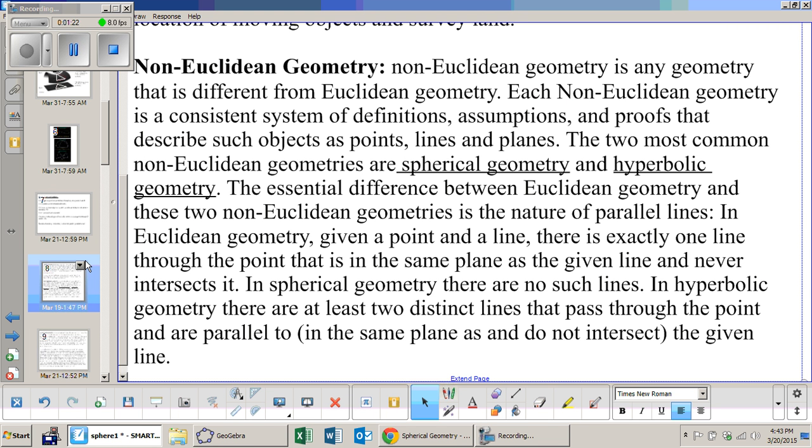The essential difference between Euclidean geometries and these two non-Euclidean geometries is the nature of parallel lines. In Euclidean geometry, given a point and a line, there's exactly one line through the point that is in the same plane as the given line and never intersects it. In spherical geometry, there are no such lines. In hyperbolic geometry, there is at least 2, and in fact an infinite number of lines that pass through a point and are parallel to, that is in the same plane as, but do not intersect the given line.